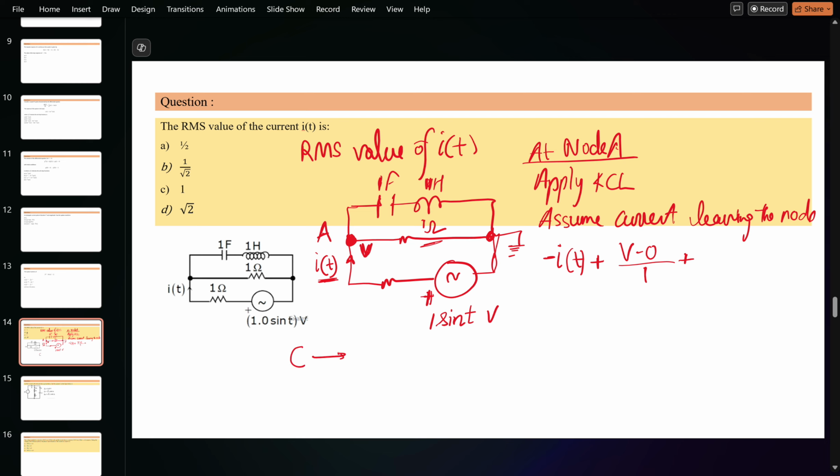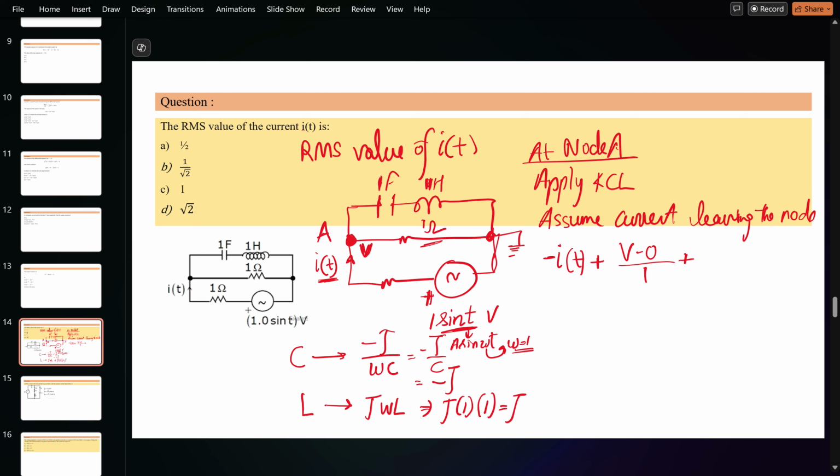Plus, if you see this capacitor and this inductor, the capacitor will be represented as minus j upon omega C in the phasor terms. Here the sine t is usually represented as sine omega t, and here the omega value is 1. So the same frequency will be followed in the circuit itself. So it will become minus j upon C. C is actually 1, so it will become minus j. What about L? L is usually represented as j omega L. Here omega is 1, L is also given as 1, so j.